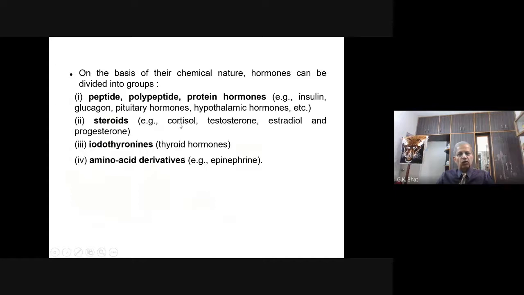Then whatever is produced by the adrenal cortex and gonads are steroids: cortisol, testosterone, estradiol, progesterone. And thyroid hormones are iodothyronines, and amino acid derivatives are epinephrine and norepinephrine, that is catecholamines. They are amino acid derivatives. So this is what you have, the different groups of hormones. Very important, you must remember.